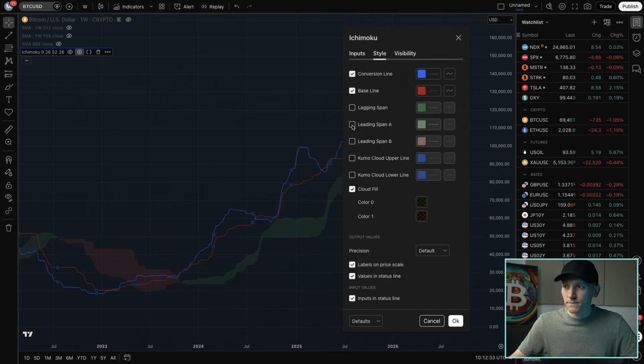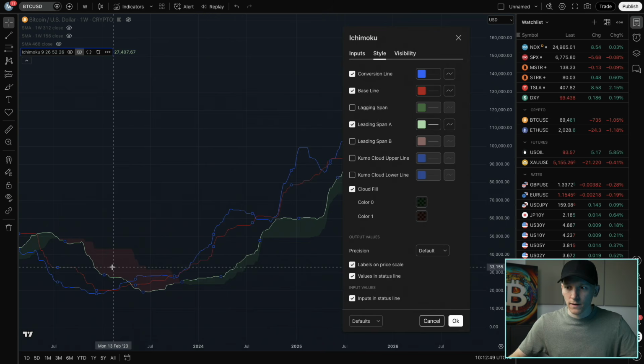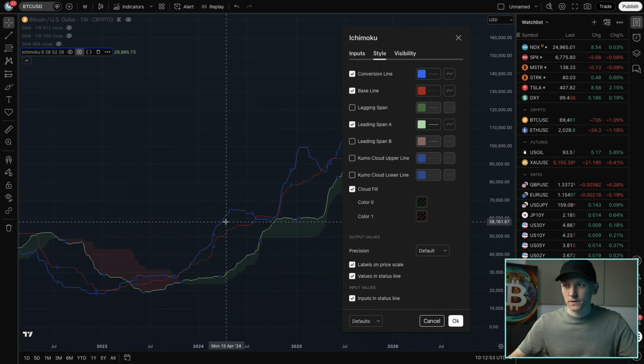Now the leading span A is simply an average of these two. So the lower time frame and the higher time frame moving average, right? The 9 and the 26. This is an average of those, and it's plotted right here. So you've got an average of these two moving averages.